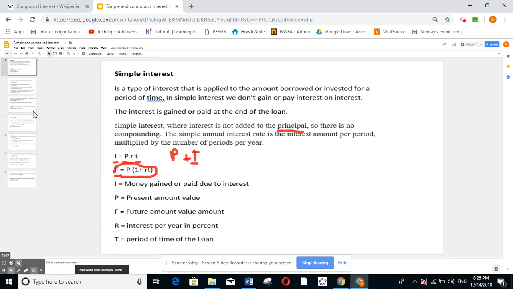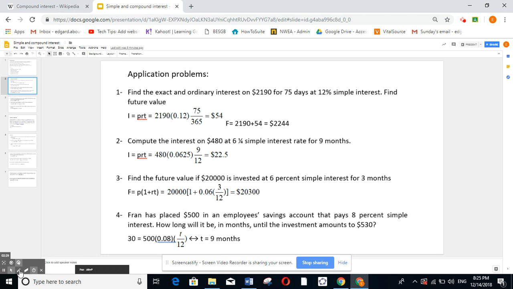So let us take examples. Find the exact and ordinary interest on a sum of 2,190. This is the present value. The time is 75 days. The rate is 12% simple interest.